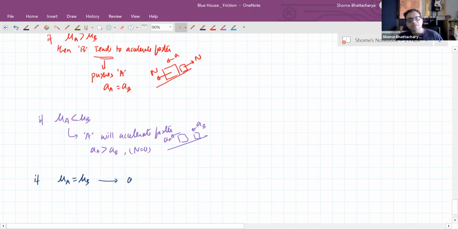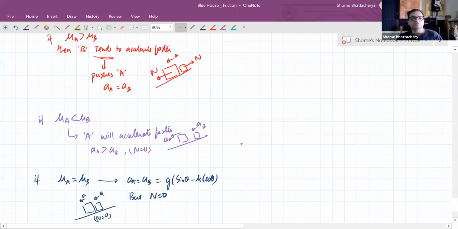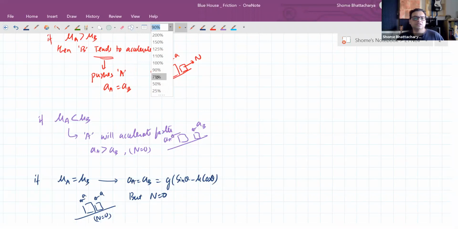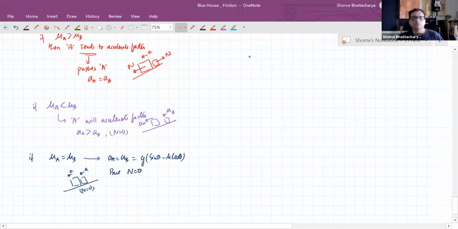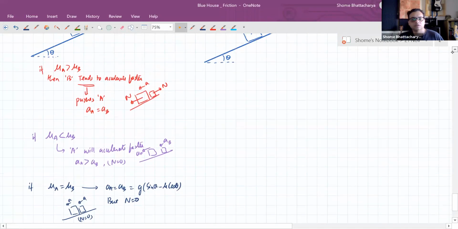So here also acceleration of A will become equal to acceleration of B, equal to g into sine theta minus mu cos theta, the common value of mu. But normal reaction will be zero, because both have the same tendency of acceleration. They have common acceleration, but there is no normal contact force between them. This will be the case. So these are the three types of cases which are possible in this. Okay.